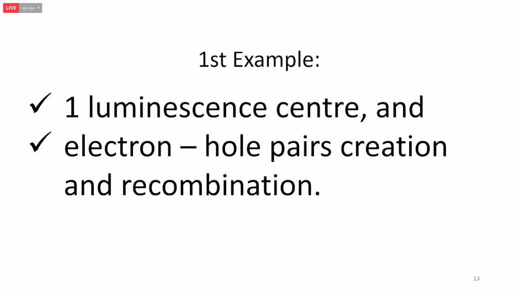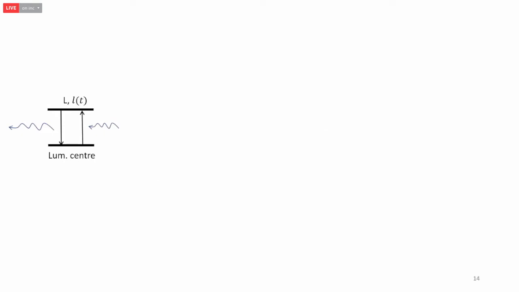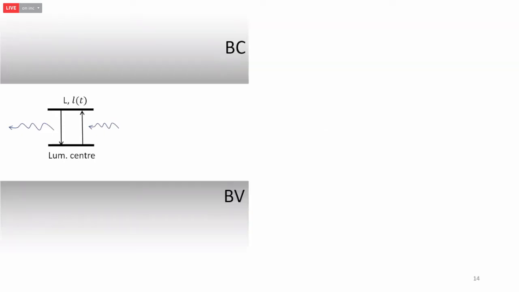Now I'll show you two simple examples. What we have been doing, other examples, it does not only are devoted to these ones. But the first one, we have one luminescence center and one electron hole pairs creation and recombination. It means that I am combining the luminescence emission with, I'm putting the luminescence center inside of a material, typically a crystalline material, is a scintillator normally.